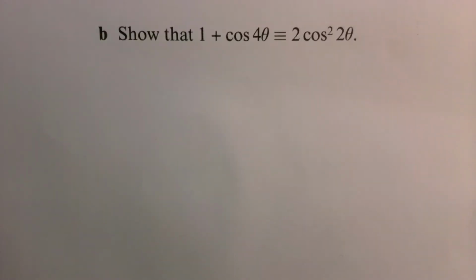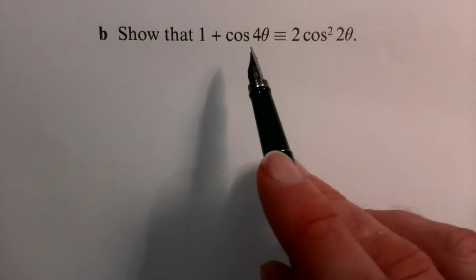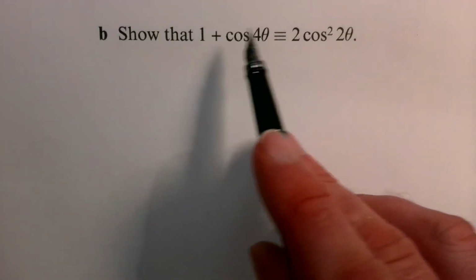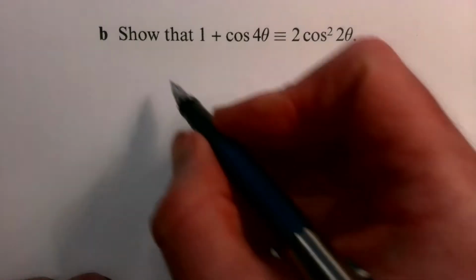Now here's the second one. Write it down, have a go. As a little hint, you're going to be looking to change the left hand side, and you're going to be looking to use what you know about cos 2a for cos 4 theta. So pause it, have a go.